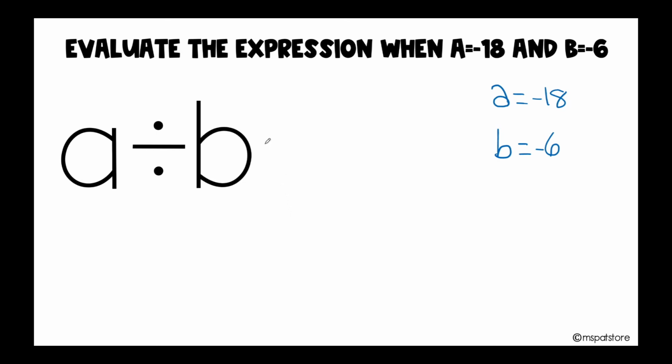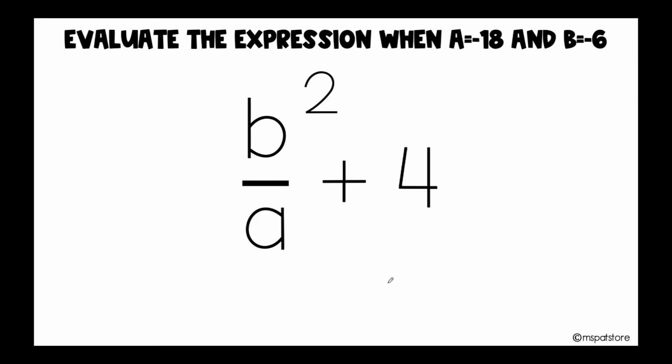Very good. The first step is to substitute my variable. A is -18 divided by B, which is -6. I'll put it in between parentheses because there's another sign here. Do you remember that when you're dividing integers and they have the same signs, your answer is positive? I hope you do remember. 18 divided by 6 is +3.